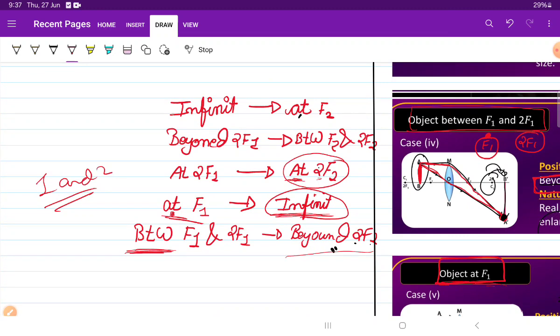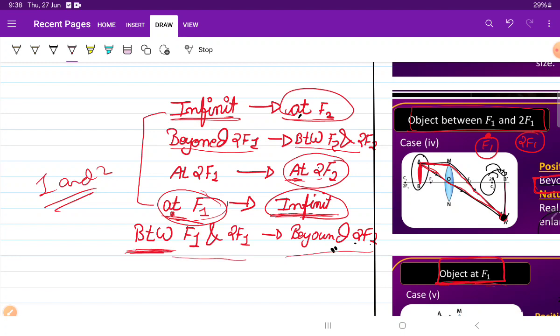There is a vice versa, students. You can see in the left side infinity is there, right side focus is there, left side focus is there, right side infinity is there. In left side beyond 2F1, right side between F2 and 2F2, while between F1 and 2F1 on the left, and in right side beyond 2F2. So there is a vice versa, students.